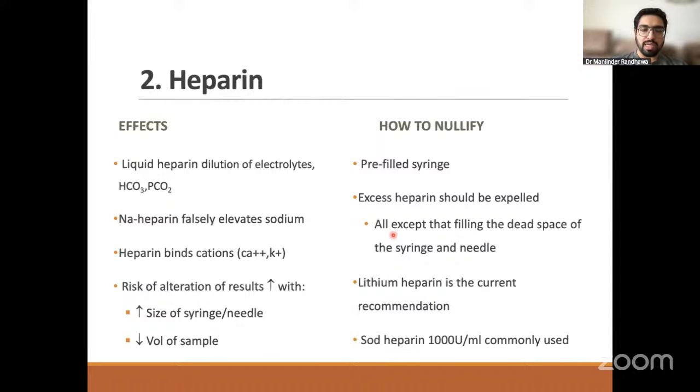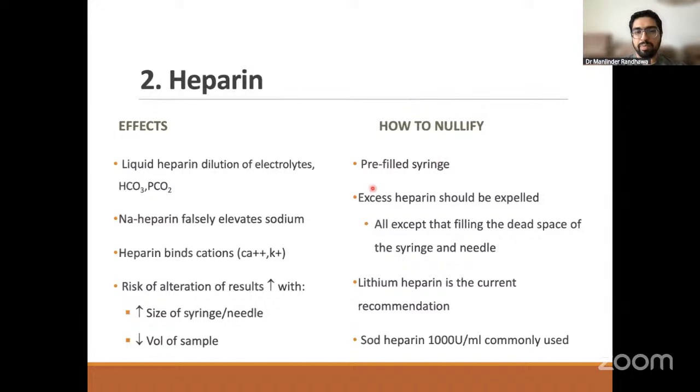Second, and probably the most common error, is improper heparin. The problem with heparin is, one, it is a liquid solution, so it will dilute everything. It will dilute your electrolytes, bicarb and carbon dioxide, so everything will go low. Second, because it is sodium heparin that is most commonly used, the sodium may be falsely high when you use too much sodium heparin. Third, heparin itself is a binder, so it binds to your cations like calcium and potassium. So you will have falsely low calcium and potassium levels, and the risk of alteration of results increases with, one, the size of the syringe and needle, and two, if the volume of sample that you've taken is too small.